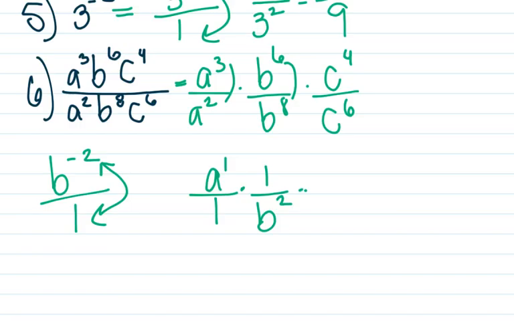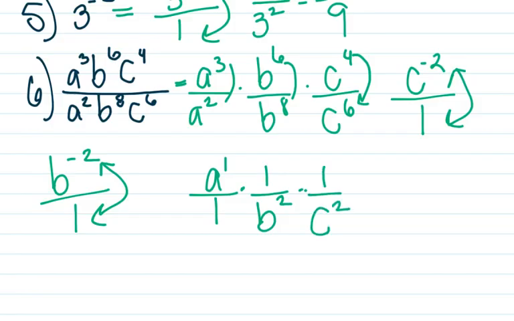And then the last one is c to the 4th over c to the 6th. Well, guys, same thing. 4 minus 6 is c to the negative 2nd. So remember again, you have whole numbers, they go over 1. To make a negative exponent positive, you do the reciprocal and you flip it. So this one would also be 1 over c to the 2nd.